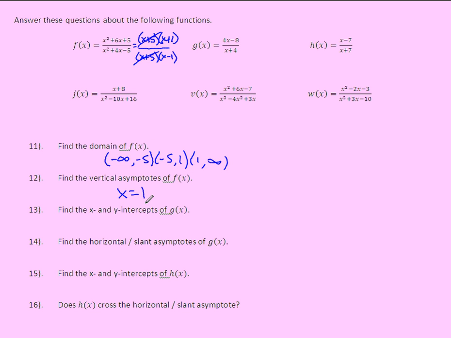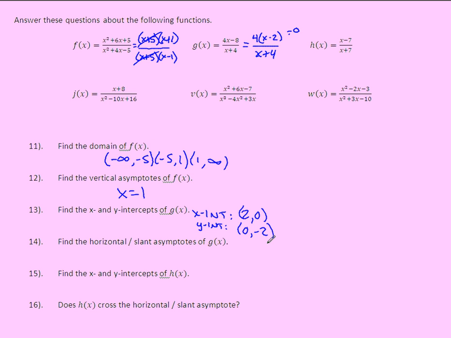Alright, x and y intercepts of g of x. To do that, I need to factor the top. Factor out a 4, so that gives me x minus 2. To find the x-intercept, that's when the top part equals 0. So that's when x equals 2, so 2 comma 0. And the y-intercept is when I plug in 0 for x. When I plug in 0, I would get negative 8 over 4. So 0 comma negative 2 is the answer.